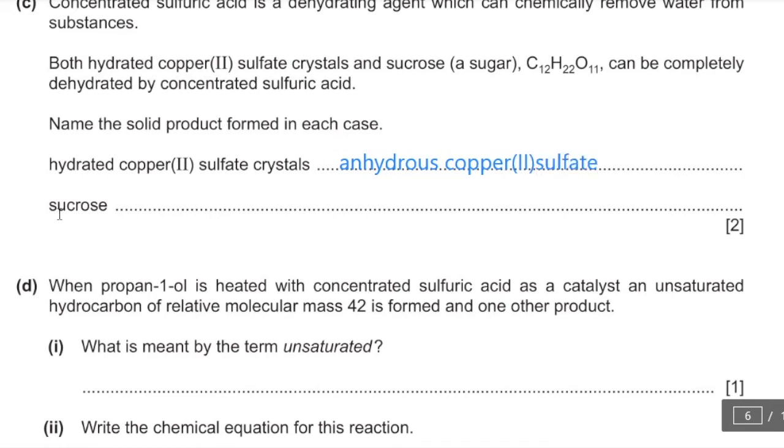and with sucrose, what happens over here is this is an exothermic reaction. Sulfuric acid dehydrates sucrose, and it results in the formation of carbon and water. But since this is an exothermic reaction, the heat given out by the reaction vaporizes the water molecules, leaving behind only carbon. So this is reduced or dehydrated to carbon.